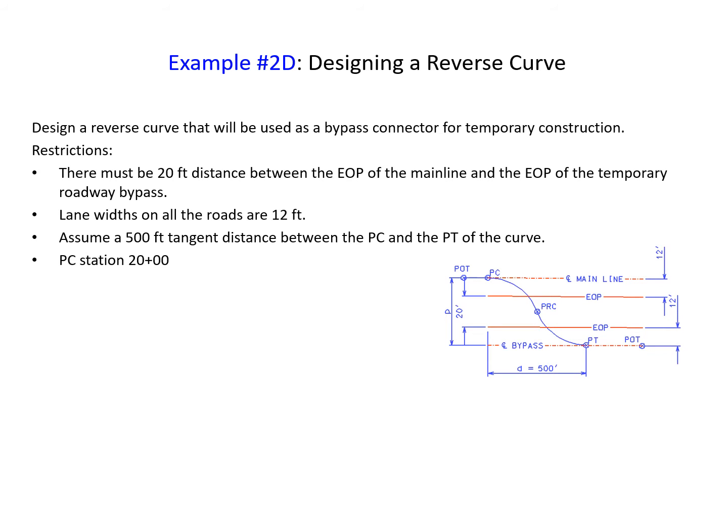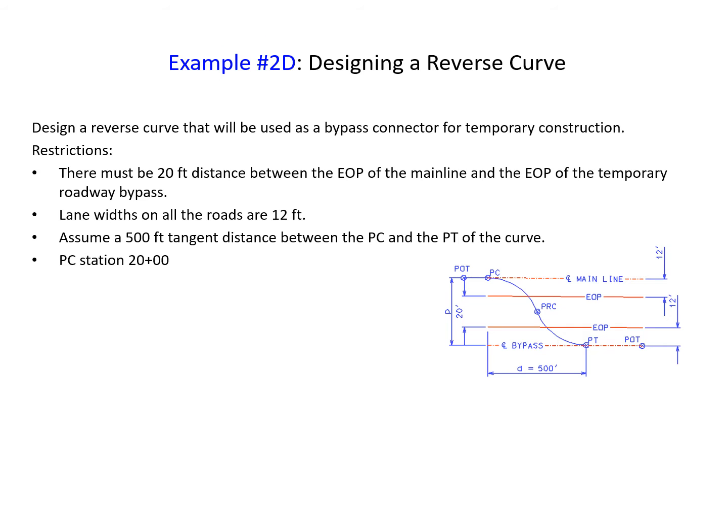So when you draw the reverse curve, you have a PC, a PRC, and a PT. The distance P is the distance between the center line of one road to the center line of the other road where you're going to tie your reverse curve. So we know that each lane is 12 feet, and we also know that there must be a distance of 20 feet between edge of pavement to edge of pavement. So we really have all the information to calculate the distance P.